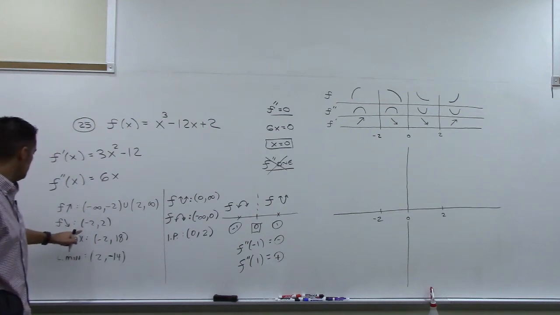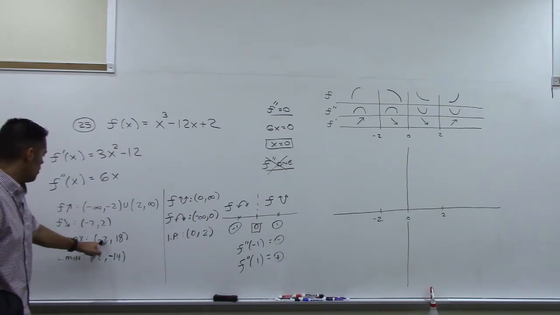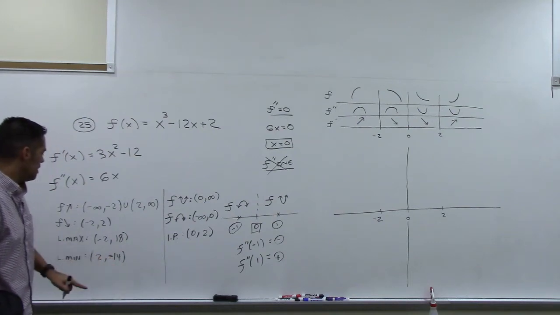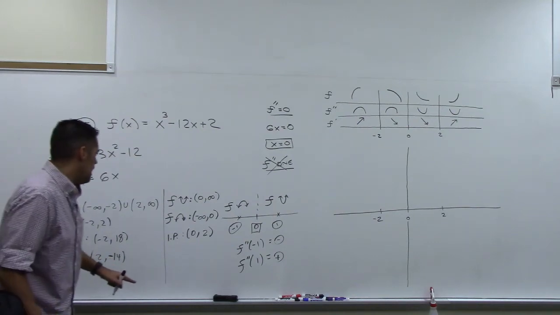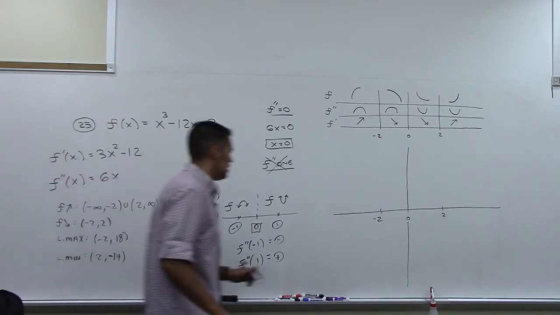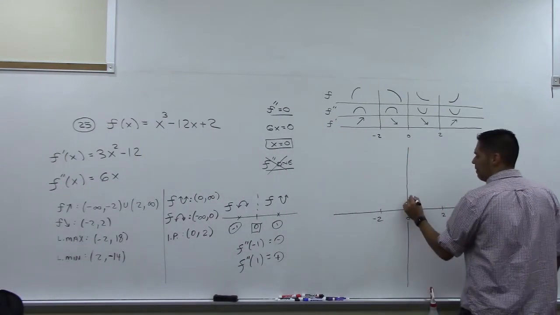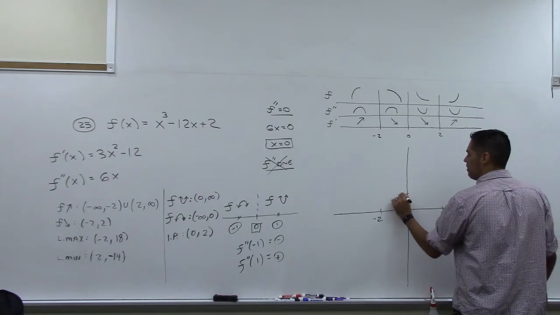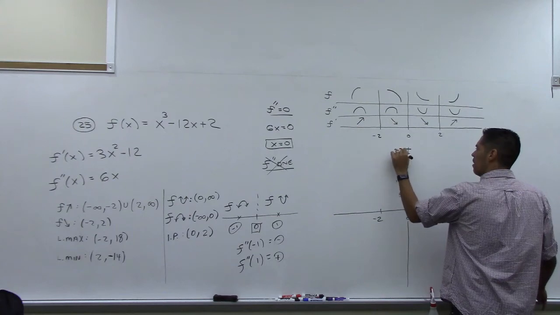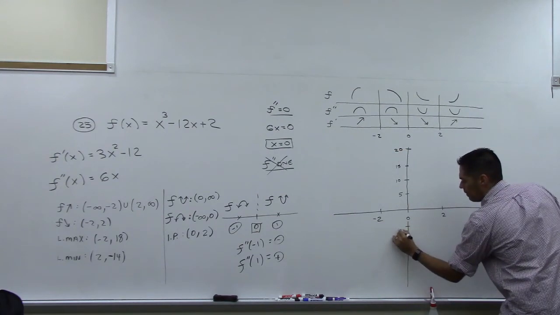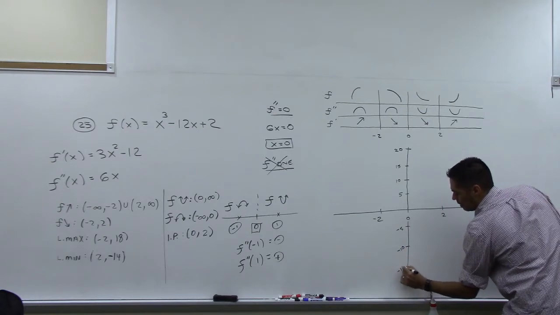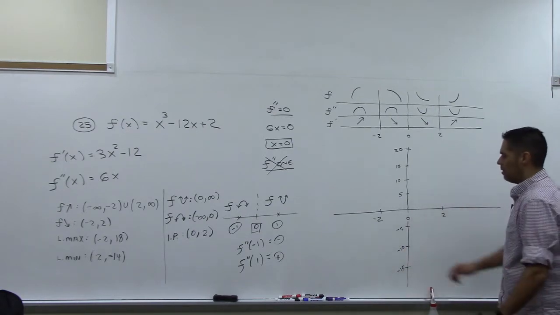So at -2, I had a local max of 18. At 2, I'm a local min of -14. And then at 0, I'm at 2. So let me do it this way. I'm going to count by, let's say, 5s. 5, 10, 15, 20, and then -5, -10, -15, and I don't need the -20 on there.